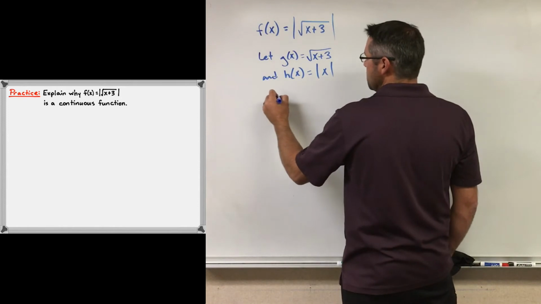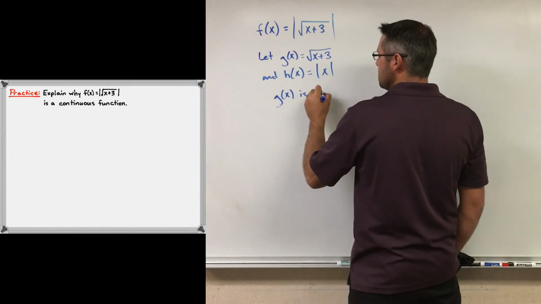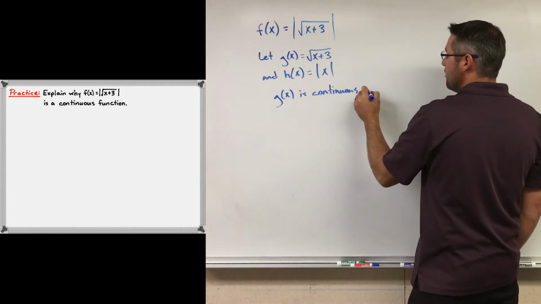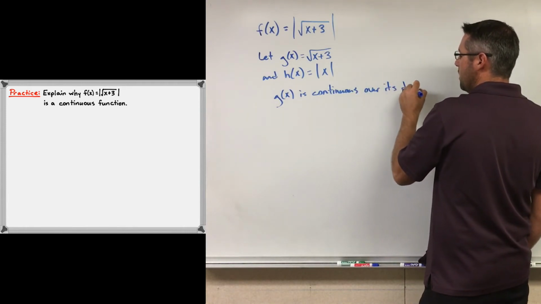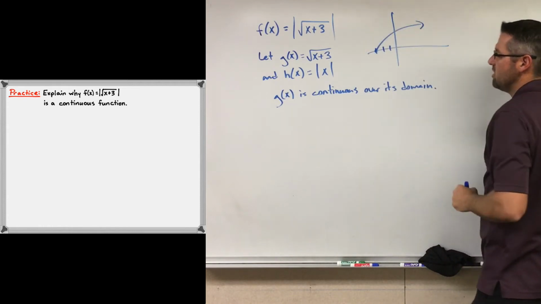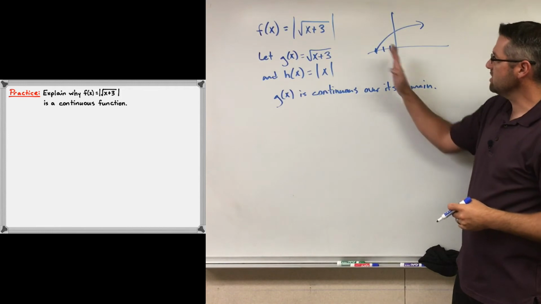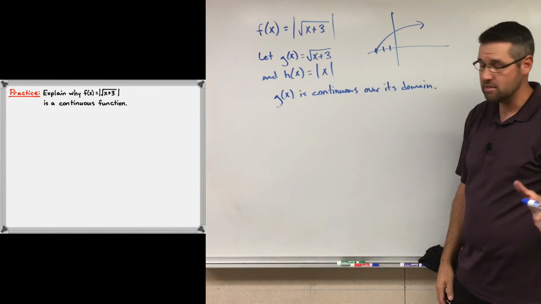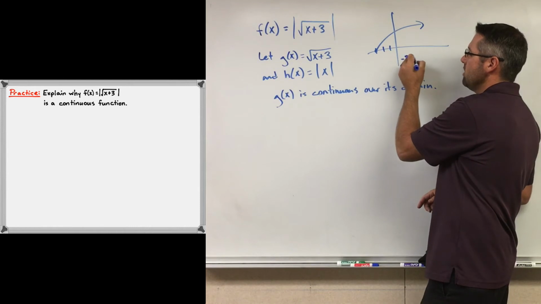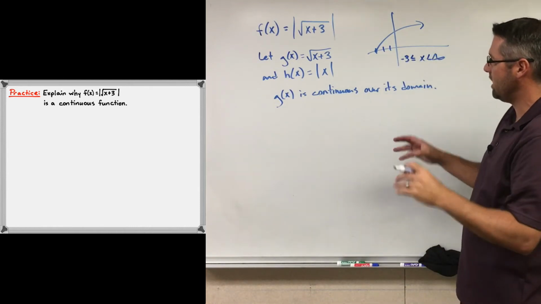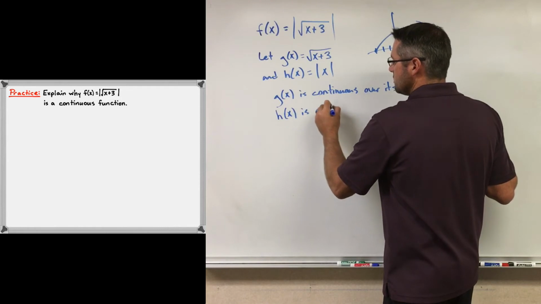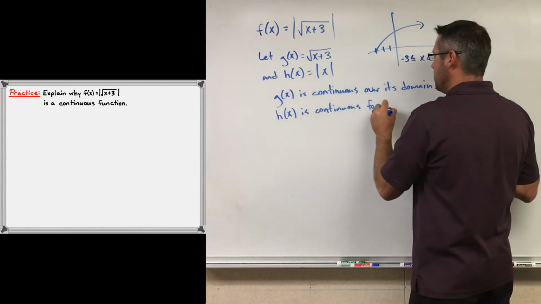We know g of x is continuous over its domain, okay? And just to kind of discuss that a little bit, this is a radical function with a shift to the left of 3, and so it looks something like that. That's the radical x plus 3. You go, well, it's not continuous to the left of negative 3. Well, you're right, but again, it's continuous for all points of its domain. The domain of this guy is from negative 3 less than or equal to x less than infinity. So since it's continuous over its domain, it's considered a continuous function, okay? h of x is continuous for all real numbers.